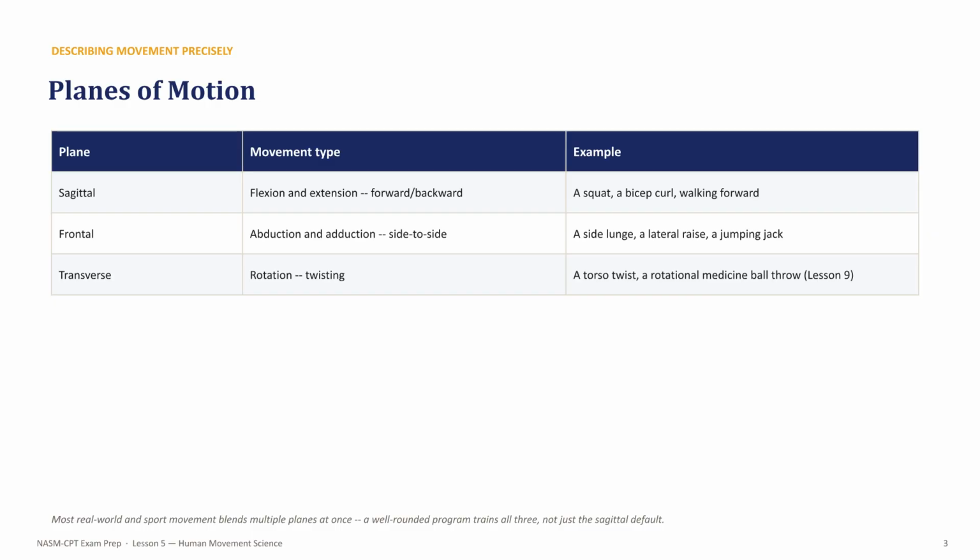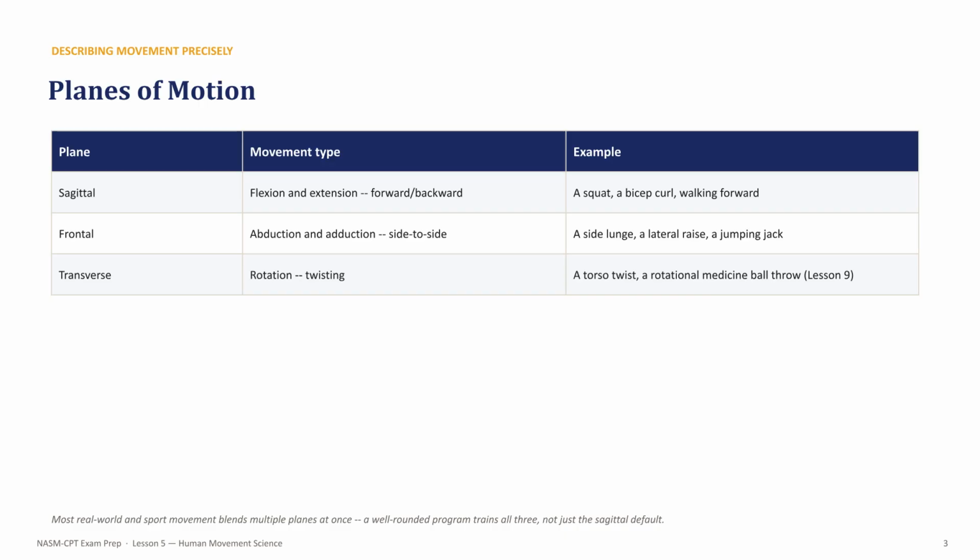Let's talk about describing movement precisely. The sagittal plane, flexion and extension, forward and backward movement. A squat, a bicep curl, walking forward. The frontal plane, abduction and adduction, side-to-side movement. A side lunge, a lateral raise, a jumping jack. And the transverse plane, rotation, twisting movement. A torso twist or a rotational medicine ball throw, which you'll see again in Lesson 9.